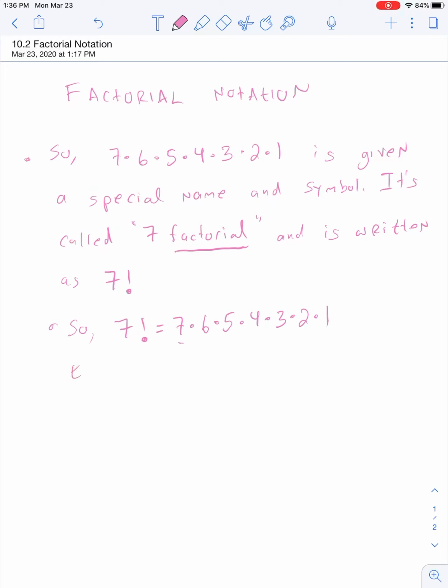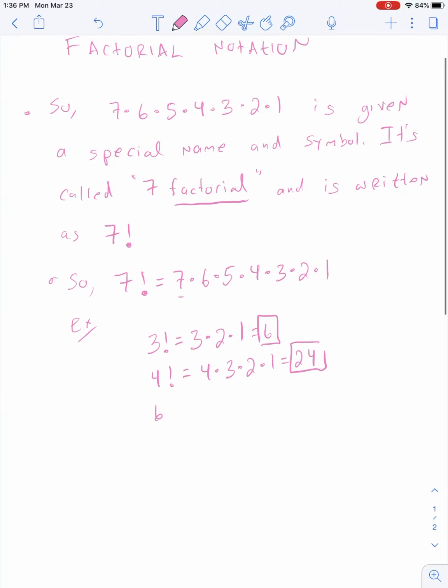Right, some other examples. 3 factorial is just 3 times 2 times 1, and that equals 6. 4 factorial is 4 times 3 times 2 times 1, and that equals 24. You can just use your calculator from there to do the math. And one more example: how about 6 factorial? It's just 6 times 5 times 4 times 3 times 2 times 1, and when you put all that in your calculator, it gives you an answer of 720.